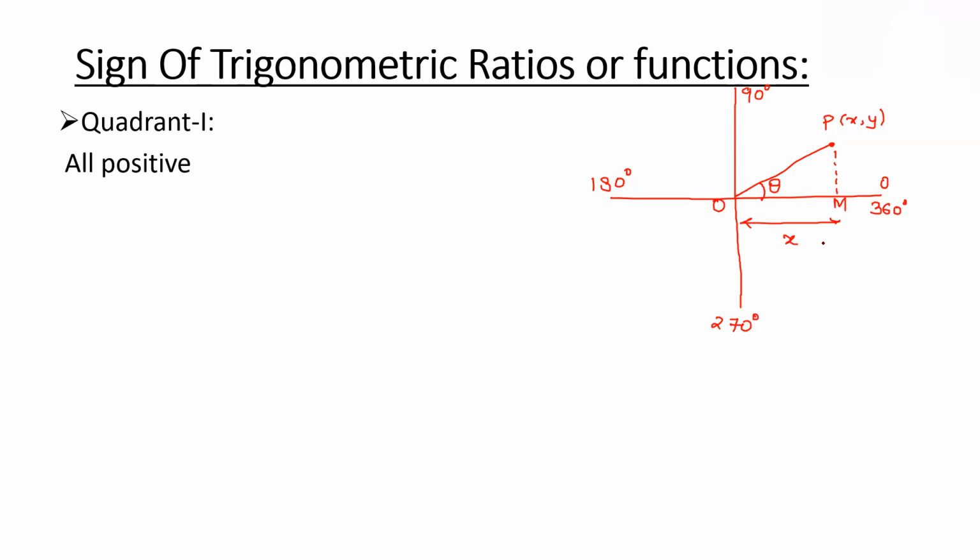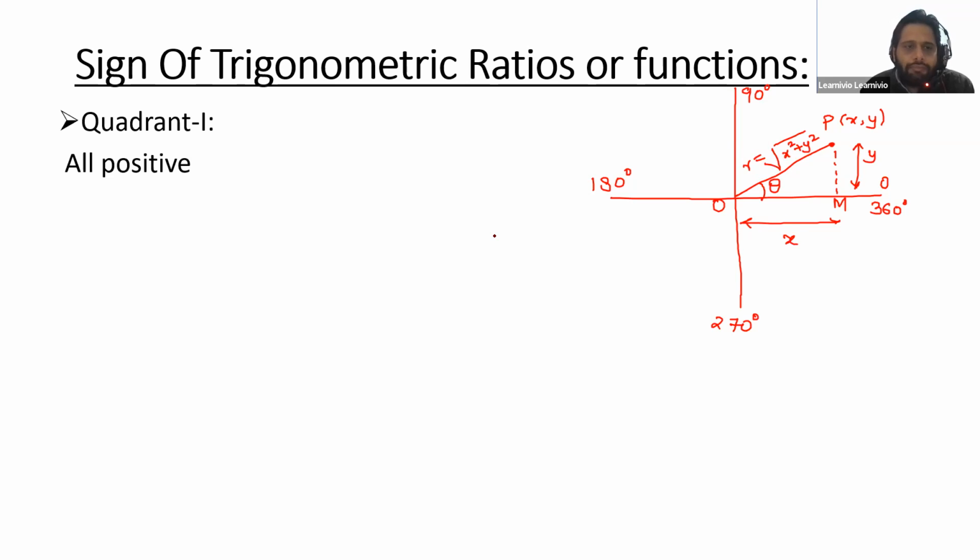We can say this is X. And what is this? This is Y. Okay, this is the hypotenuse. So that means under root of X square plus Y square, and we will write this as R.